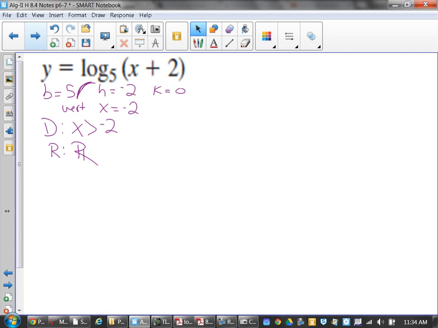Start your graphs by throwing in your asymptote. So, yeah, we should do x equals -2. Very good. My asymptote goes in at x equals -2.